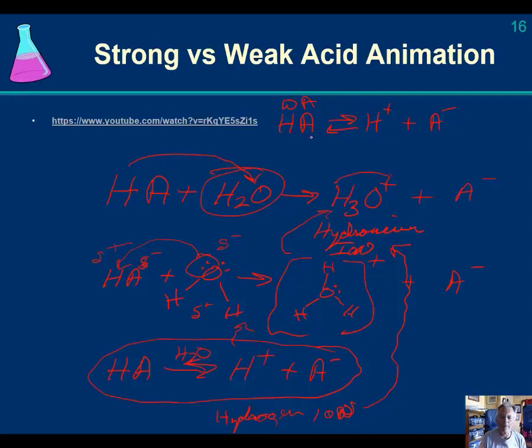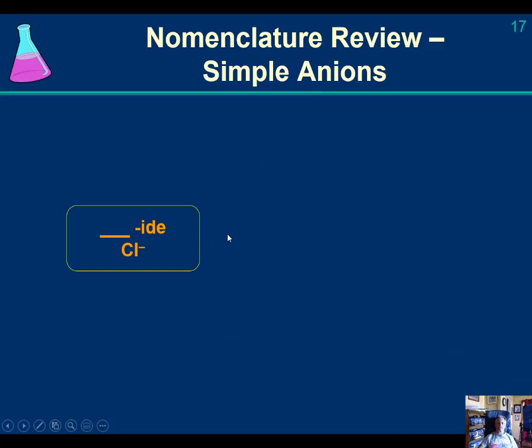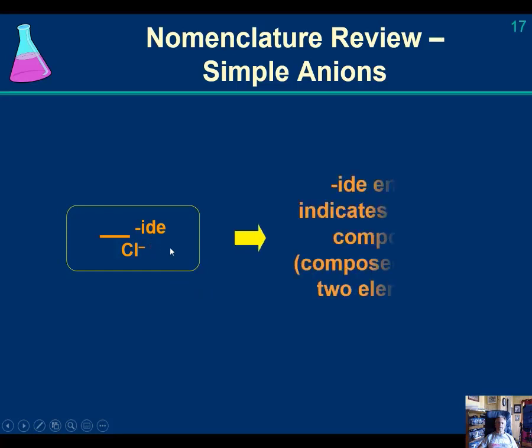All you have to remember about weak acids is that they only partially ionize in solution. Okay? They only partially ionize in solution. All right. So nomenclature, we need to learn how to name acids, simple anions. This is a review. Remember, if it's a binary compound, it gets an IDE ending.